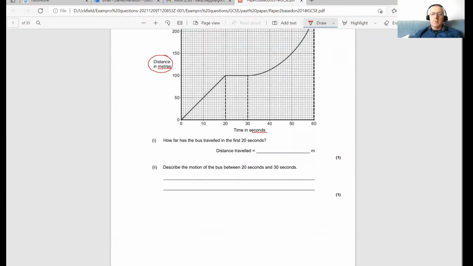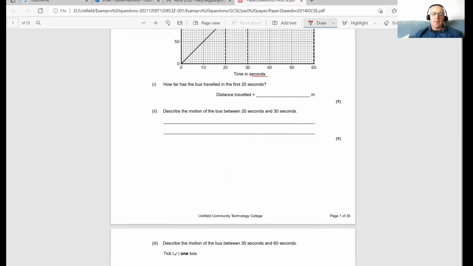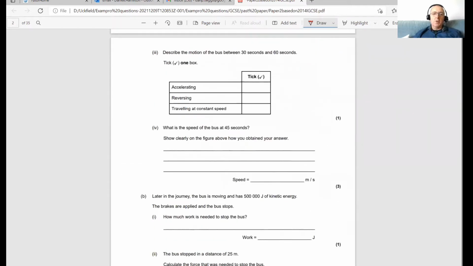Let's read the rest of the question. How far has the bus traveled in the first 20 seconds? Describe the motion of the bus between 20 and 30 seconds. Describe the motion of the bus between 30 and 60 seconds, ticking the box. What's the speed of the bus at 45 seconds, showing your working?